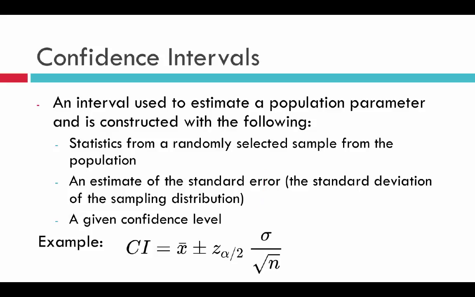These three things, the sample statistic, the confidence level, and the standard error, will all be different depending on the population parameter that we are estimating. If you're estimating a population proportion, or a population standard deviation or variance, or something different like a mean difference, or a percent change, or an odds ratio, all of these formulas will look slightly different. Let's look at a few examples of confidence intervals.